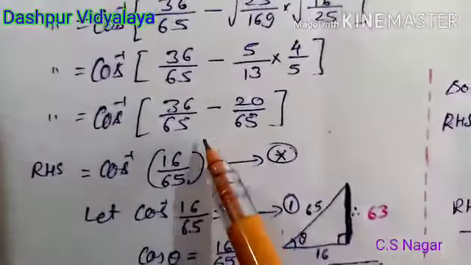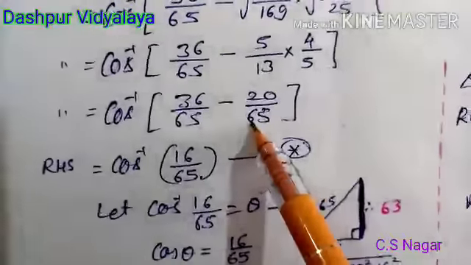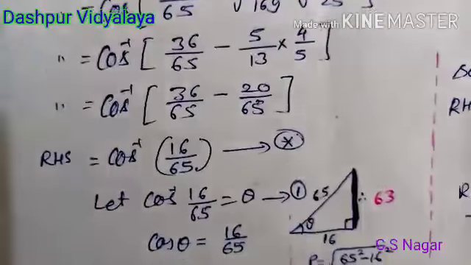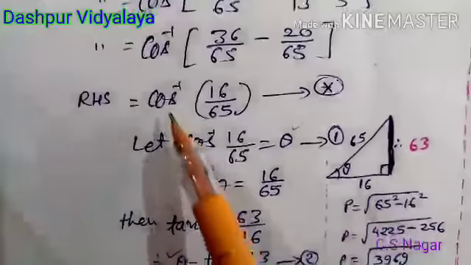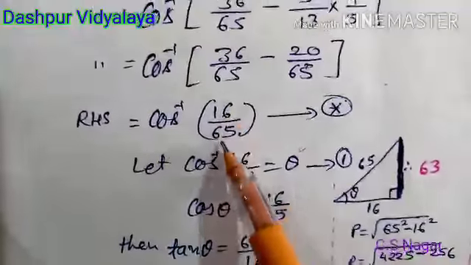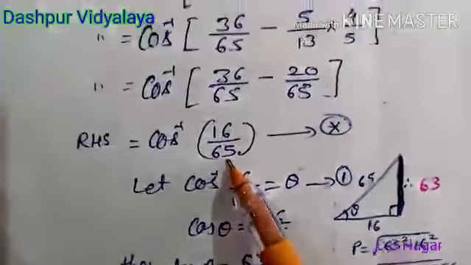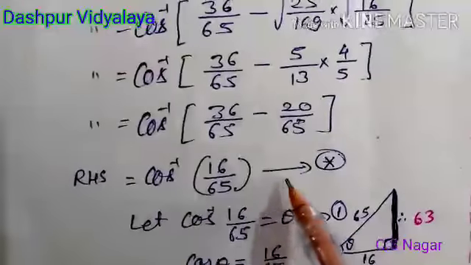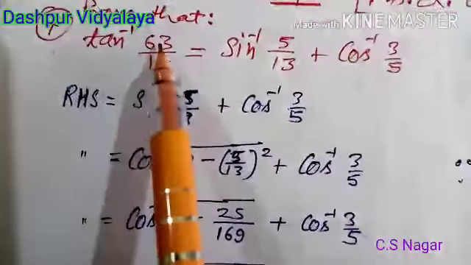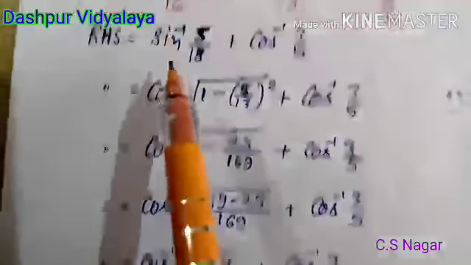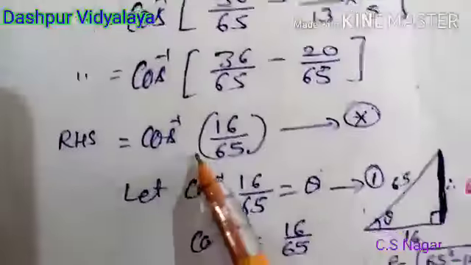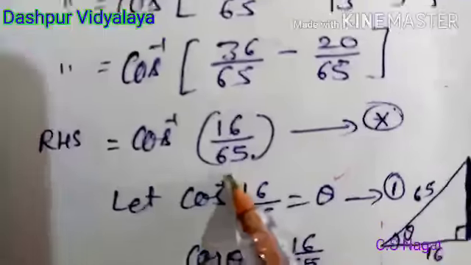Once again see here the denominators are the same. So 36 minus 20 is only 16. So cos inverse 16 upon 65. This is our RHS, and give it equation number star, because our target is tan inverse 63 upon 16, but this is only cos inverse 16 upon 65.